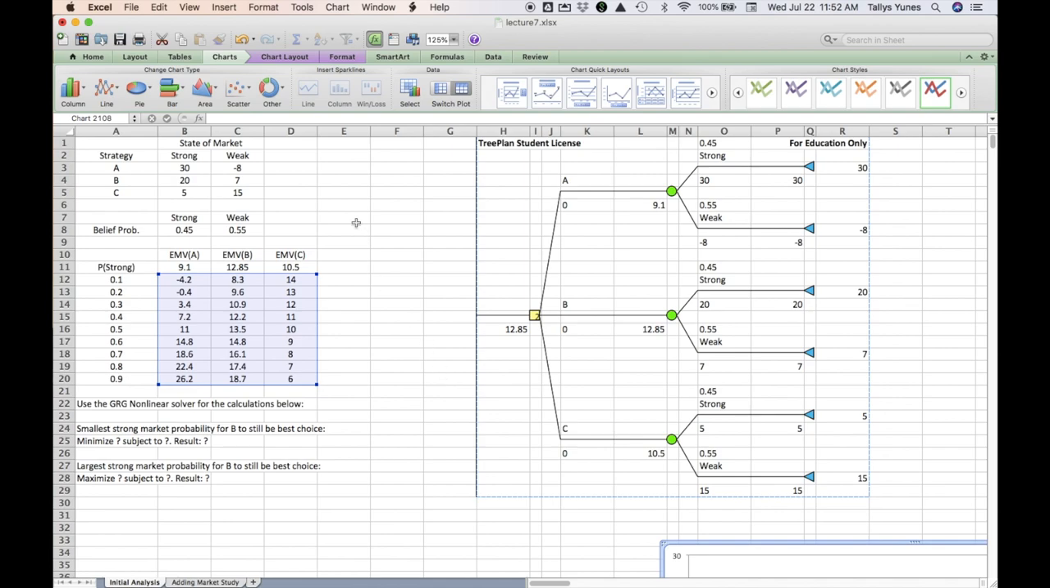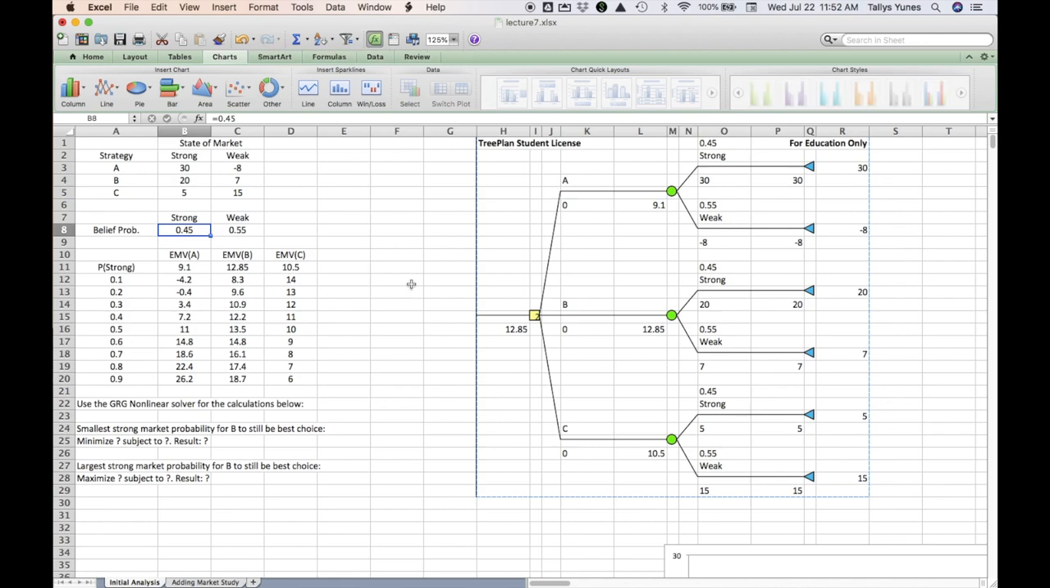What I really would like to do is this. How low could this number go so that the tree still tells me to do B? That's the minimum chance of strong for which B remains the good idea. And how high can this number go so that the tree still tells me to do B? That is the highest chance of strong for which B remains a good idea. And this basically will give me the range that I'm looking for, right? How confident I am about going with the B strategy.